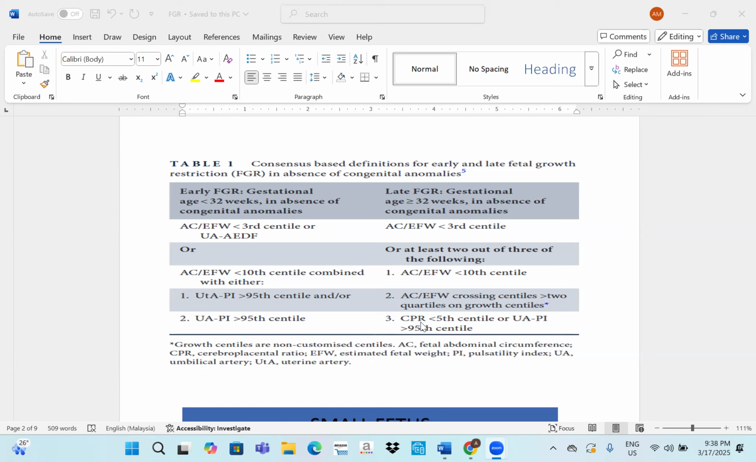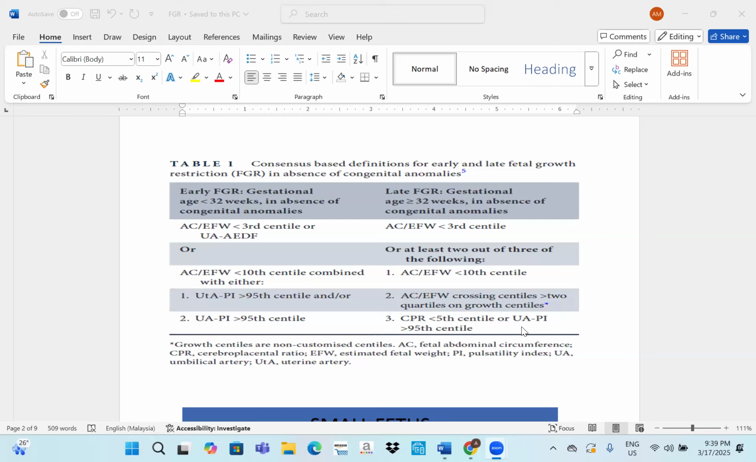No other criteria is required. But if it is less than 10th centile, then we need at least one more thing to label the patient. Either the cerebroplacental ratio should be less than fifth centile, or it should be the umbilical artery Doppler.